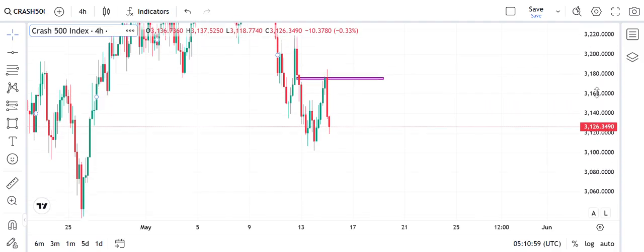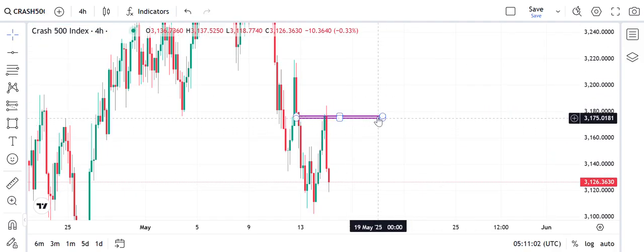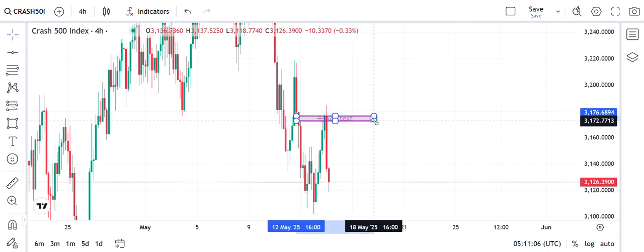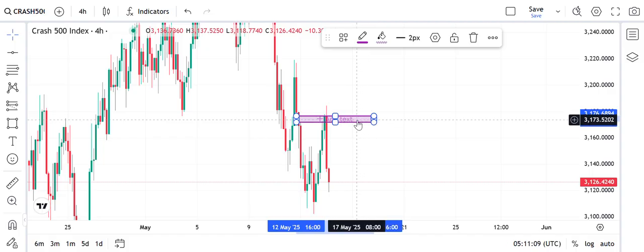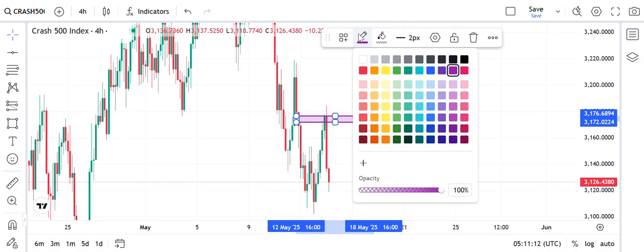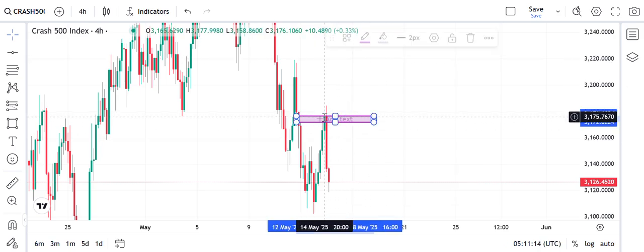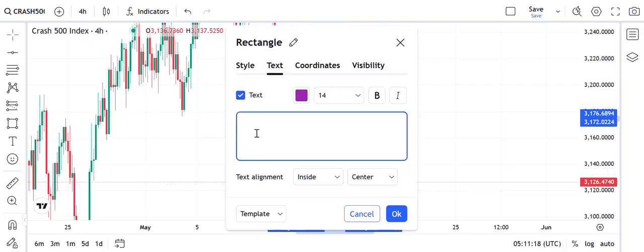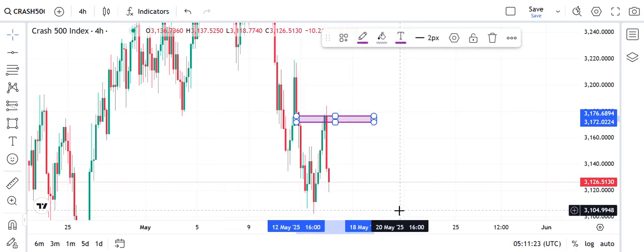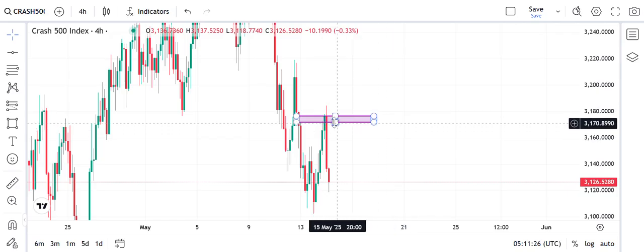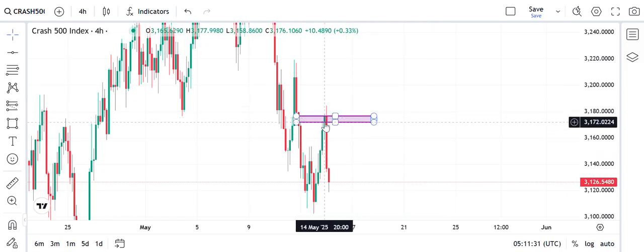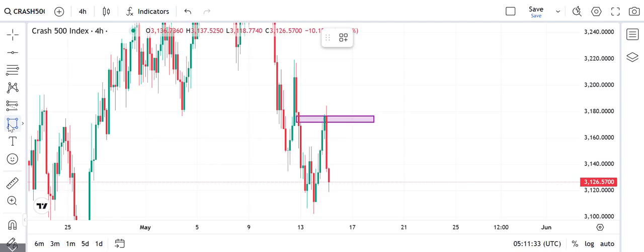Okay, let me zoom out a bit. Okay, so this becomes our zone. This is our FVG zone. So what we do with this now is, this is our entry zone. Then we take our second rectangle.